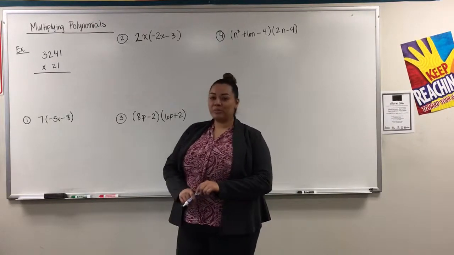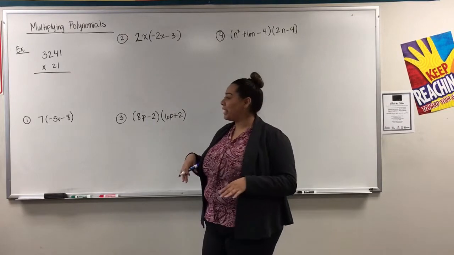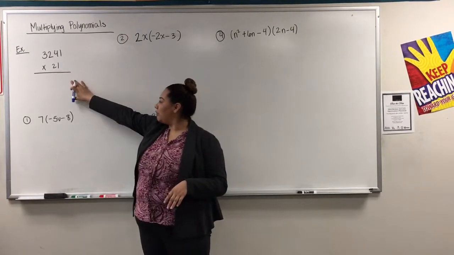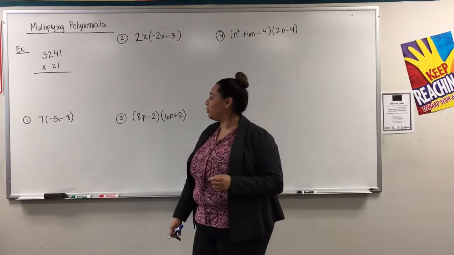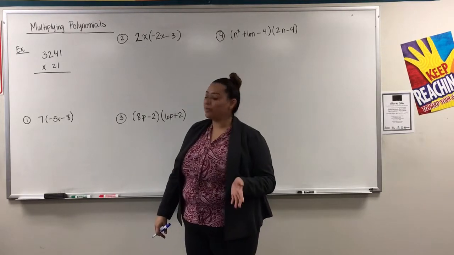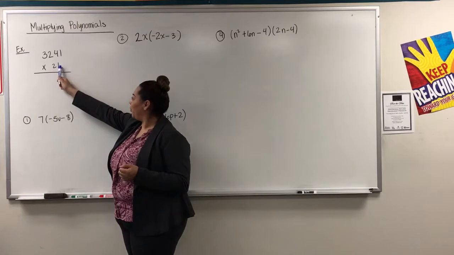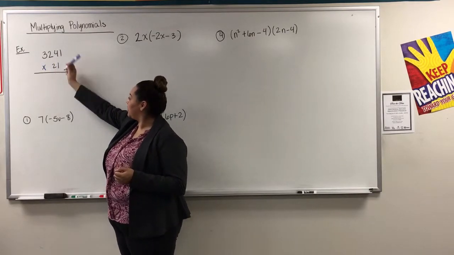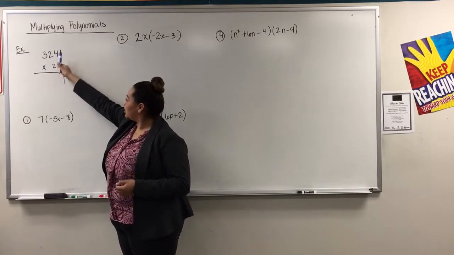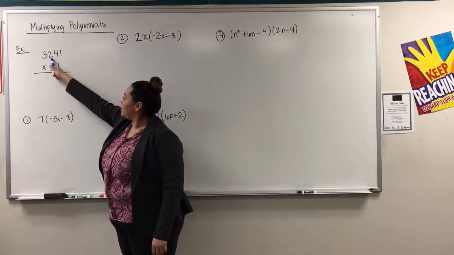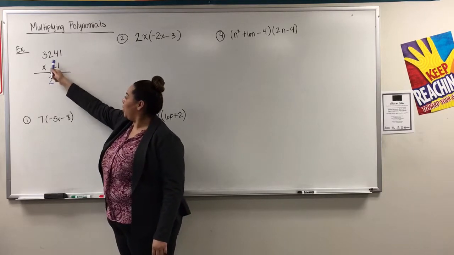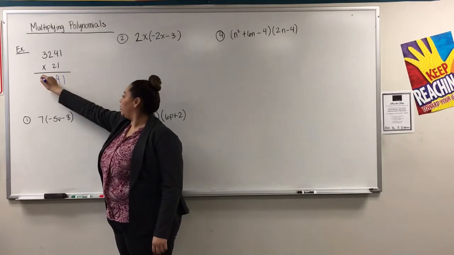We're going to be working on multiplying polynomials. Before we start with that, I want to refresh our memory with this example, 3,241 times 21. The way we usually do it is we multiply 1 times everything right here. So 1 times 1 will be 1. 1 times 4 is 4. 1 times 2, 2. And 1 times 3 will be 3.